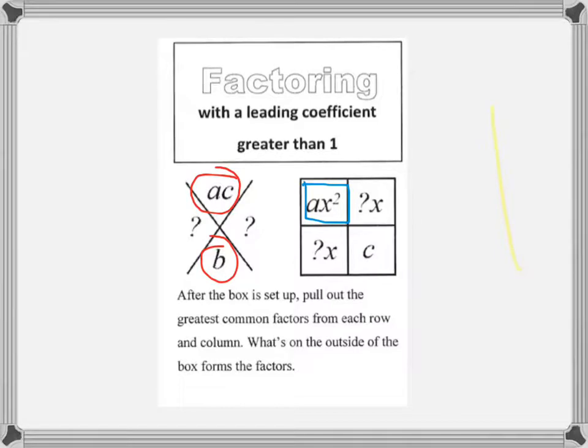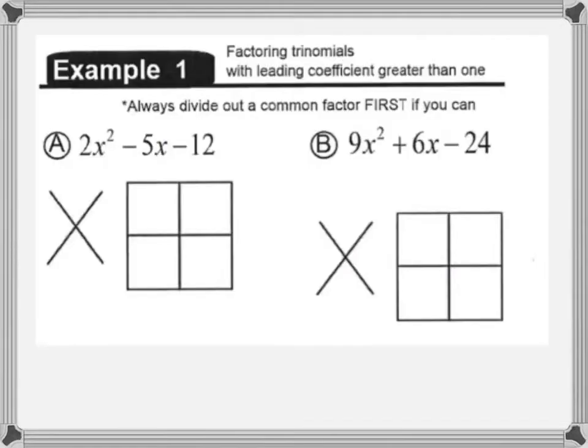So my first term, my ax squared term, will always go in the top left box. My c term will always go in the bottom right. And those question mark numbers that multiply to the product ac and add up to b will go in those empty squares in my box. And it doesn't matter which one goes where. So let's look at that with an example. And just a reminder, whenever you're factoring, you should still always look for a GCF first.